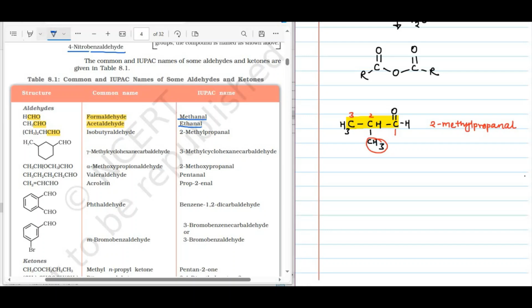Now come to the next example. Here again a CHO group is there, which means this is an aldehyde. Now start numbering from this carbon.